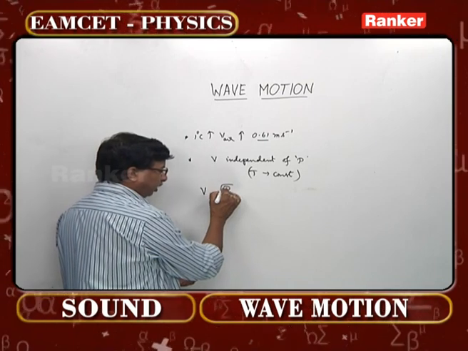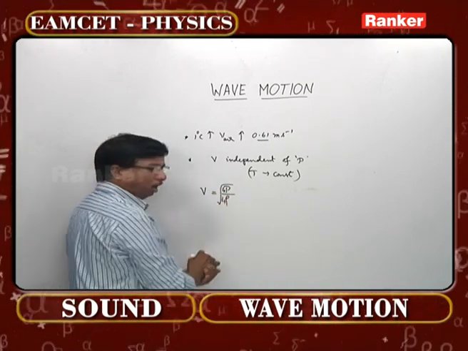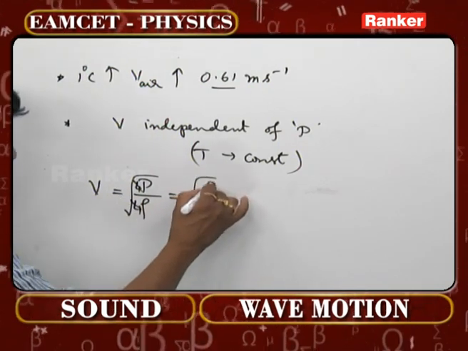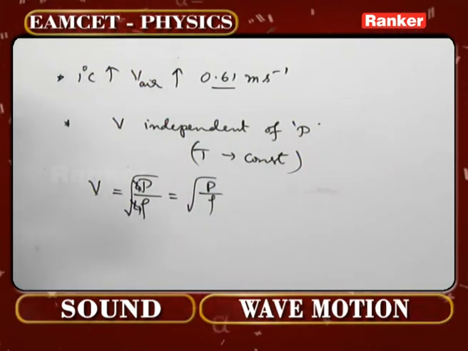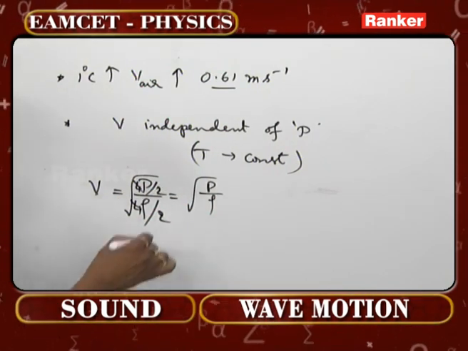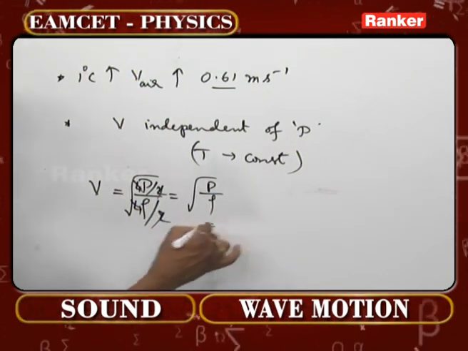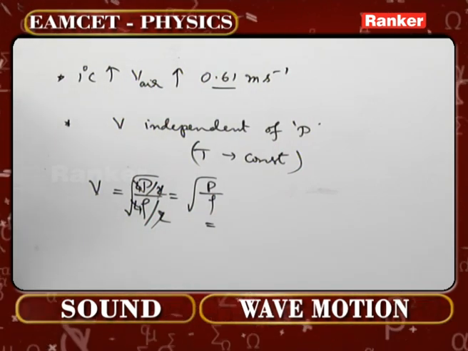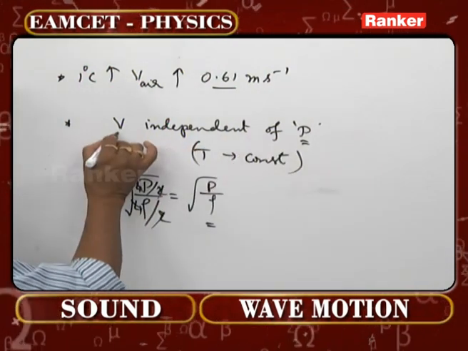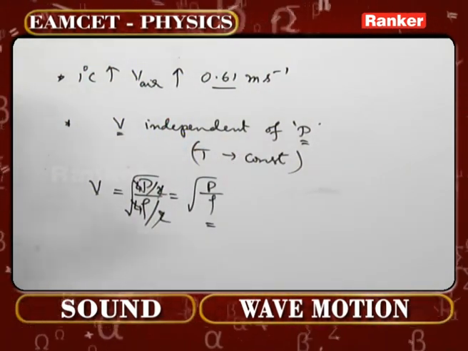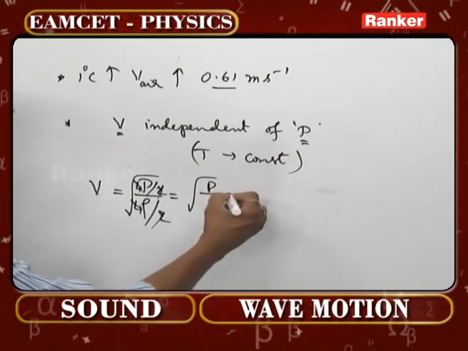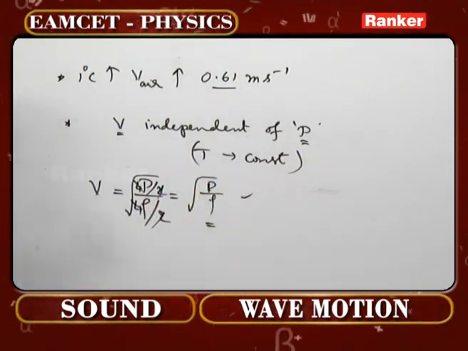Suppose pressure increases 4 times, density also increases 4 times. Thereby the 4 gets cancelled, and root P by rho is left as it is. Suppose pressure becomes half, density also becomes half, thereby the 2 gets cancelled, and once again you are left with root of P by rho. That means pressure variations are not going to change the velocity of sound as long as the temperature of the medium is constant. So this is one area you have to concentrate on.